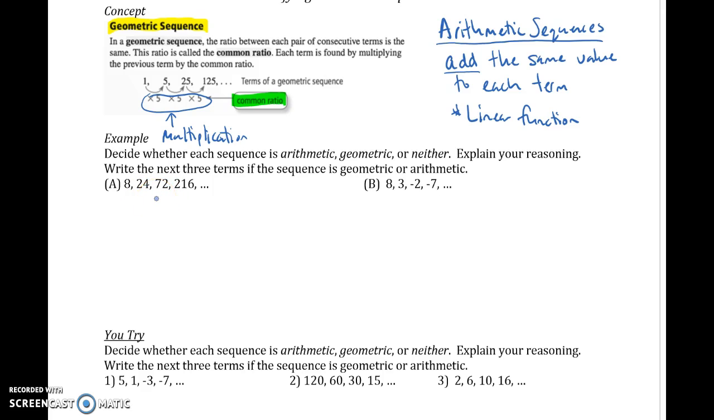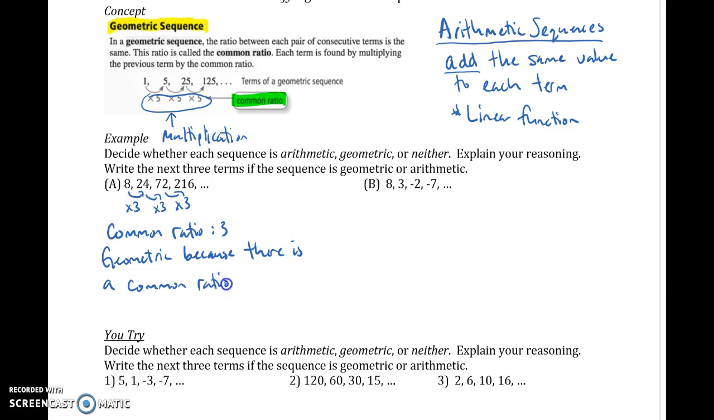So then I might think, okay, let's try multiplication. Well, 8 times 3 is 24. 24 times 3 is 72, and 72 times 3 happens to be 216. So since we have a common ratio of, I always want to say ration, so common ratio of 3, then we know this is geometric. So again, because there is a common ratio of 3. You can also say each term is being multiplied by 3, and that's fine because that explains what a common ratio is. Okay?